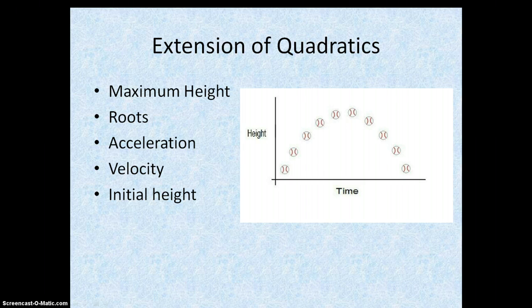Not only can we find the vertex, which is the maximum height, and the roots, which is when the ball is at a height of 0, we can use the aforementioned equation to find acceleration and velocity. These are concepts that will be very important for students who go on to take physics. The formula manipulation that is required to solve these quantities will be important in both chemistry and physics and will also help the students solidify their algebraic equation manipulation skills.